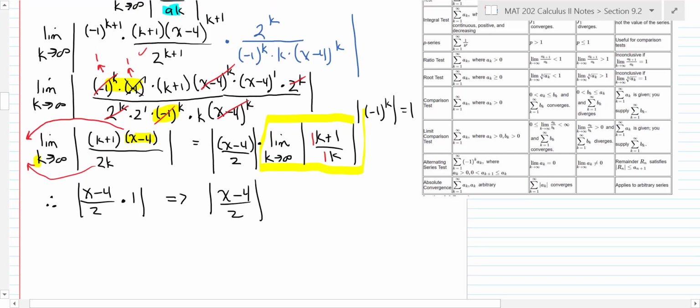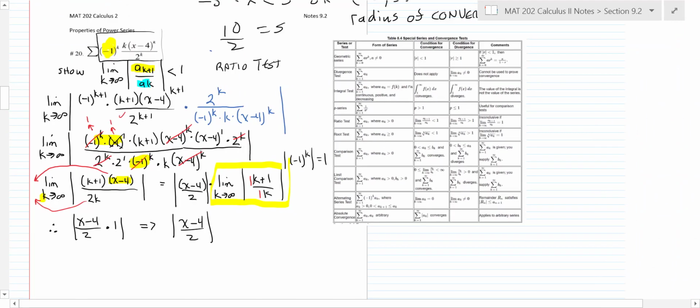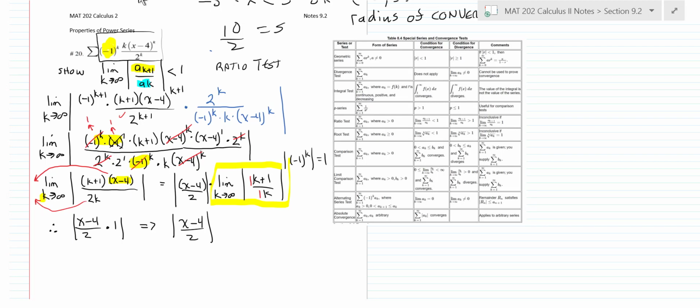Okay, now what we're trying to do is find an interval where this converges. You need to make sense of this now, because you need to try to understand this. Since it's a power series, we have no idea what x is. x could be any number.